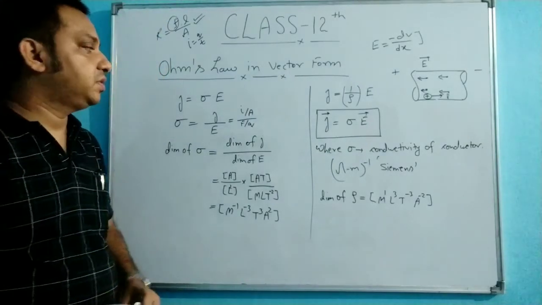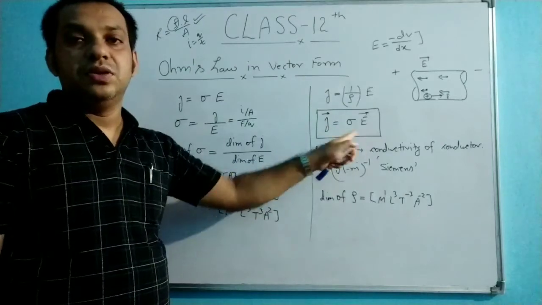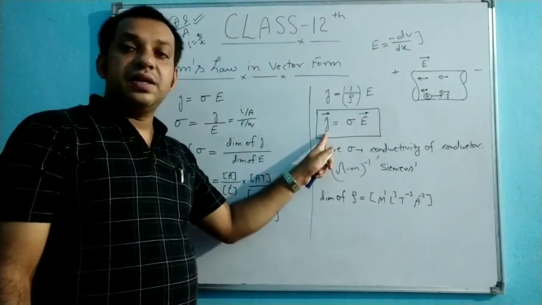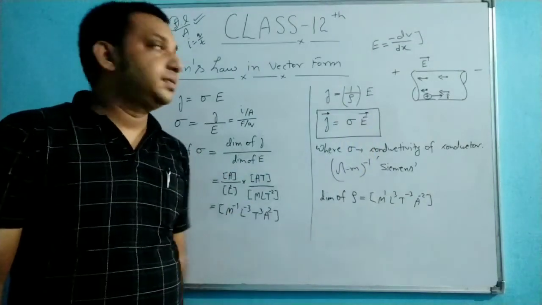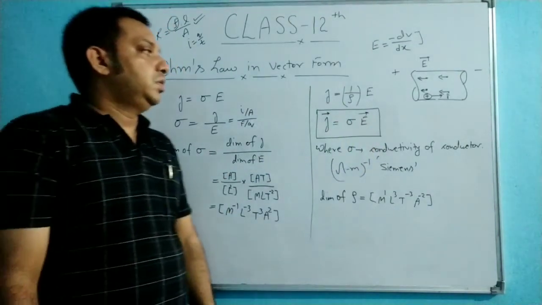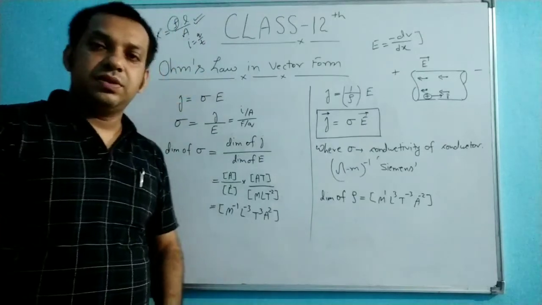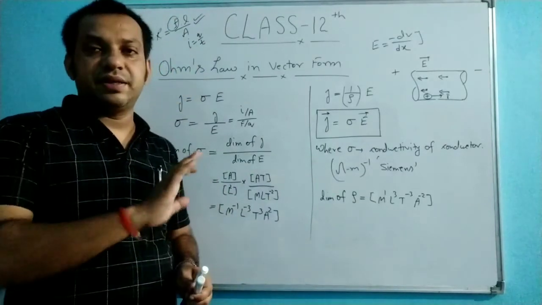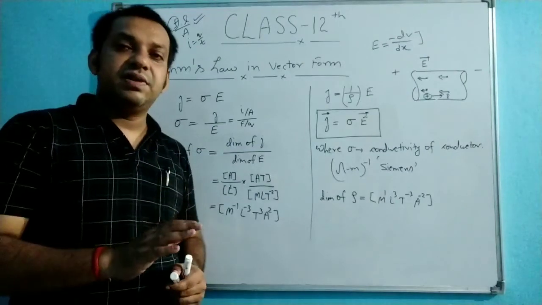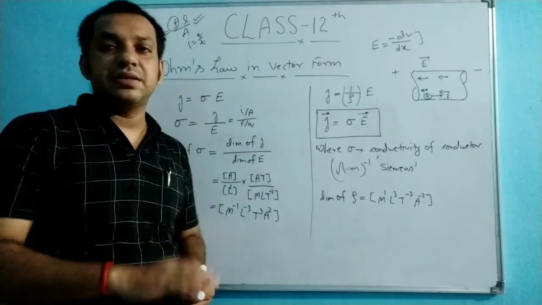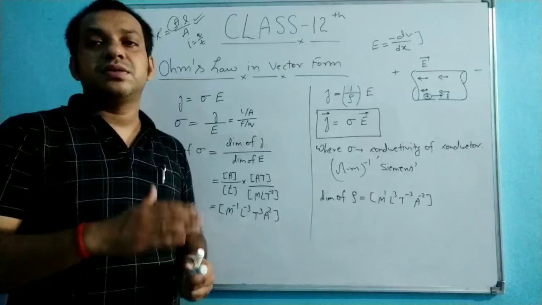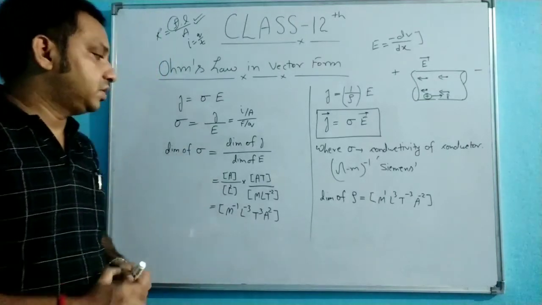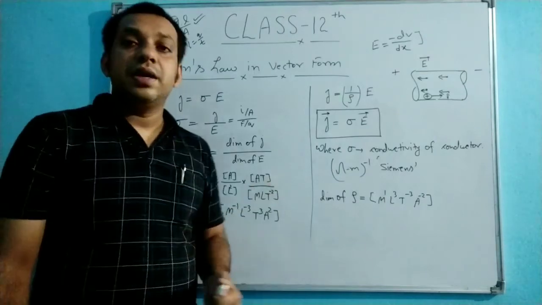So this is the vector representation of Ohm's law, which also relates the current density and the electric field. Right? In the free electron theory, you studied that because of the potential difference across the conductor, an electric field is set up, and that electric field forces the electrons to move in a certain direction, which is responsible for a certain amount of current flowing through the conductor. So this is our Ohm's law in vector form.